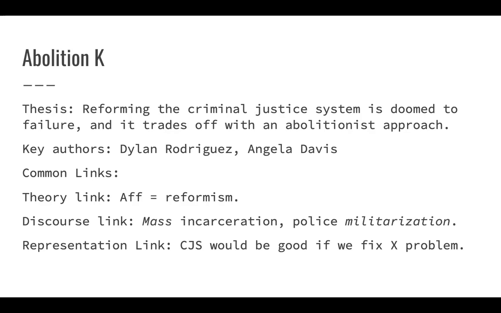You could get a discourse link where you talk about mass incarceration, police militarization. Both of those links would be about why are you saying mass incarceration? Why are you saying police militarization? That those things are the problem rather than incarceration being the problem or police being the problem. And then representation links maybe could be that the criminal justice system would be good if we fix X problem. You'll see that a lot because AFFs want to say that they're solving things. So a lot of them will say, oh yes, the criminal justice system will be perfect once we get rid of mandatory minimums. And that's the type of thing that you can get a representation link about with the abolition K.